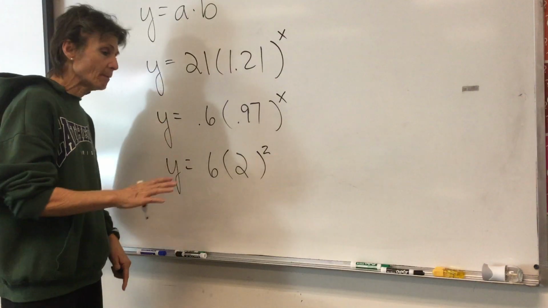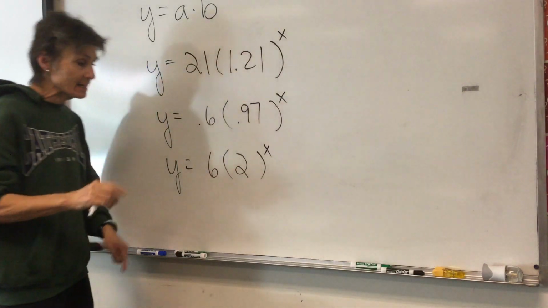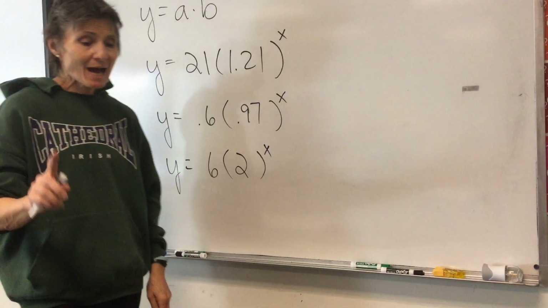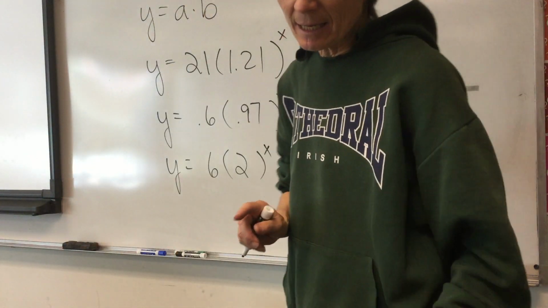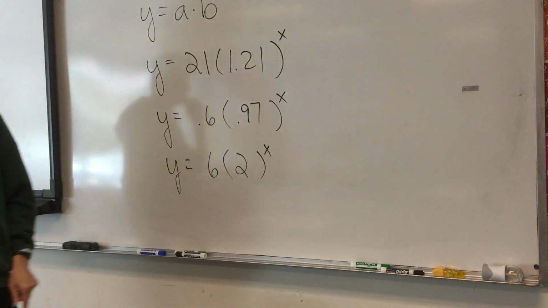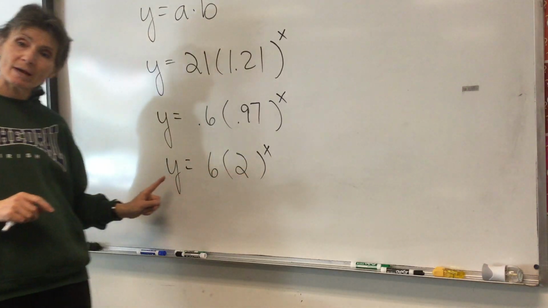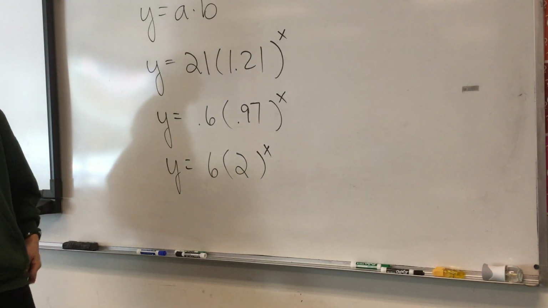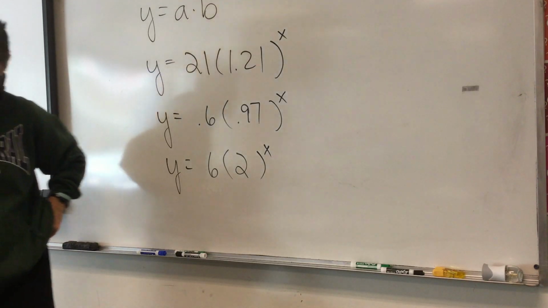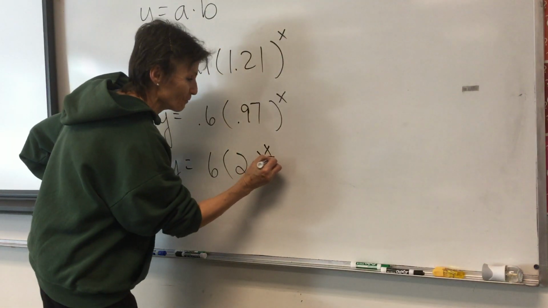So if I am doubling every day, this would be my equation. But I am not doubling every single day. I'm doubling every 3 days. Does anybody have a thought about how we can make this equation accommodate doubling every 3 days? Would you put 3x? Actually, you put x over 3.